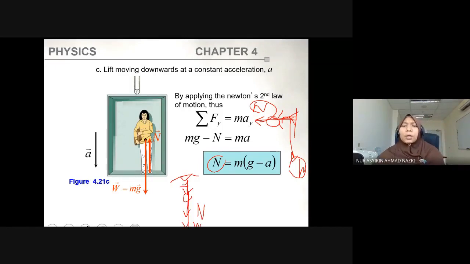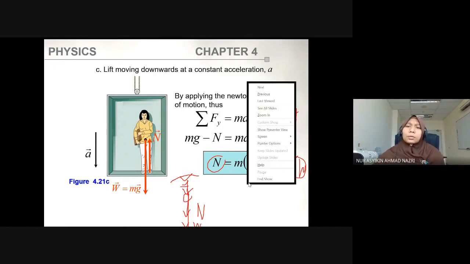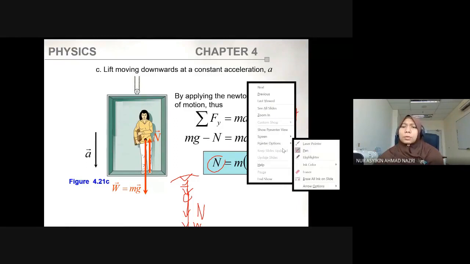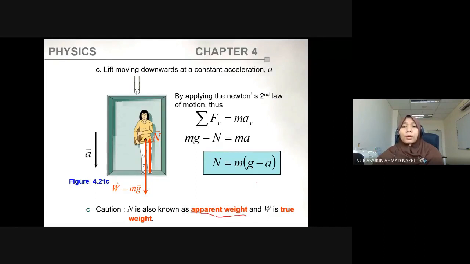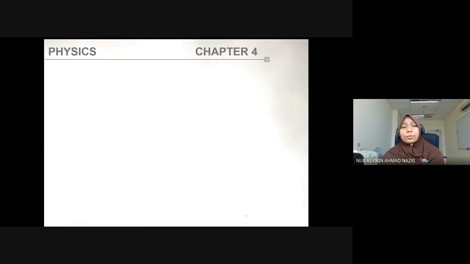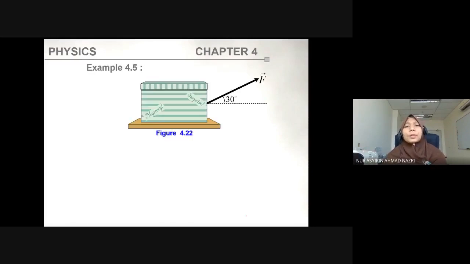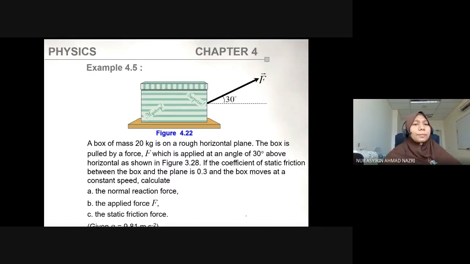Kalau pernah naik roller coaster lah. Saya tak suka lah naik benda tu. Takut kan. Alright, so again your N is also known as your apparent weight. And your W tu is your true weight lah, on Earth. Macam tu. Buat beza lah ya.